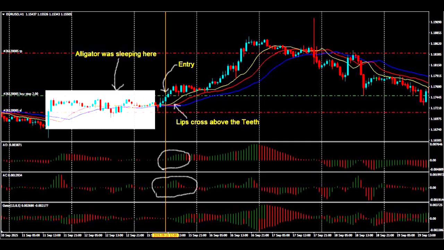Point C, the trigger. The AO is green and above zero, strong momentum. Look at the AC. We had a red bar, but now it is flipped to a green bar. That is the acceleration. The driver just hit the gas. The gator bars are solid green. The mouth is wide open. Action. We enter at the open of the next candle. Our stop loss goes below the recent swing low, or just below the alligator's lips.